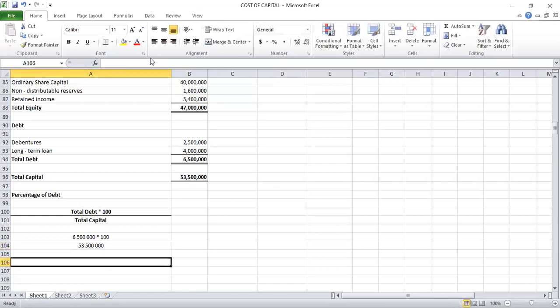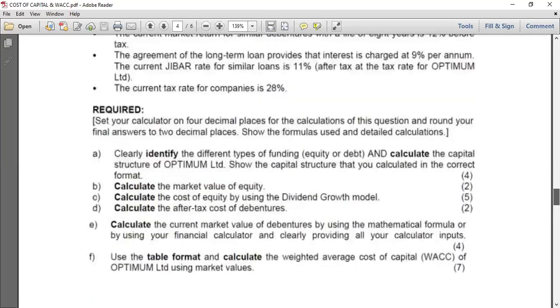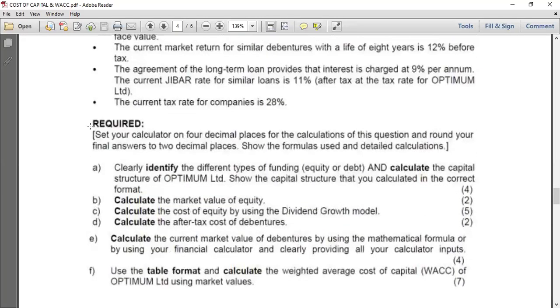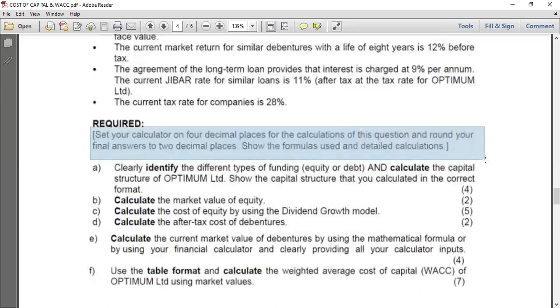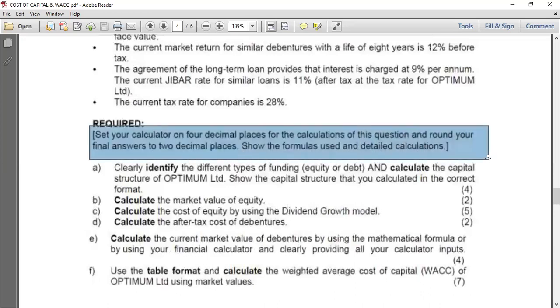Normally, they would tell you how many decimal places to round off to. Usually they say 2 decimal places. If you see here, they say set your calculator to 4 decimal places for the calculations, and round your final answers to 2 decimal places, show the formulas used and detailed calculations.